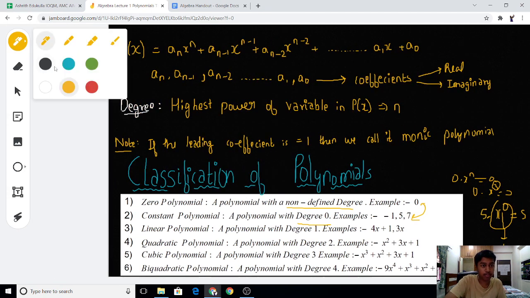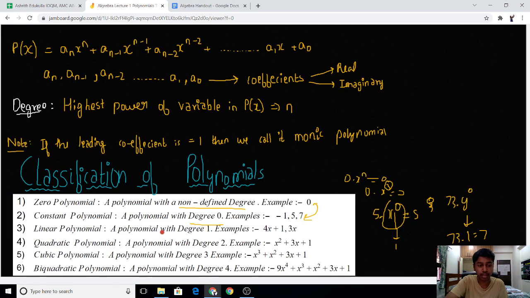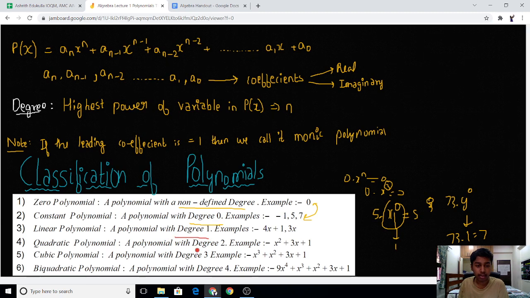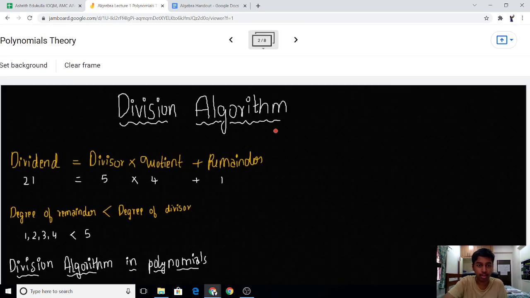Similarly, for a linear polynomial we'll have degree 1, quadratic will have degree 2, cubic will have degree 3, and biquadratic will have degree 4. Anything above 4, some people call it pentanomial or hexanomial, etc., but you can just call it a polynomial. You don't need to go into deca polynomial and all that. So let's go to the next slide.